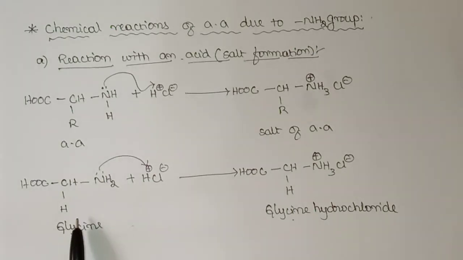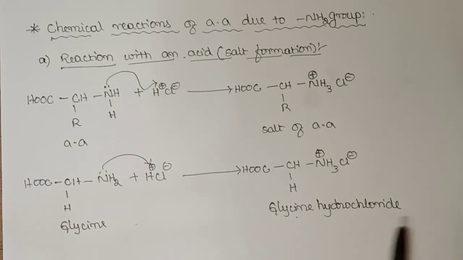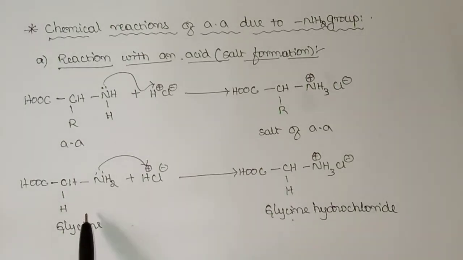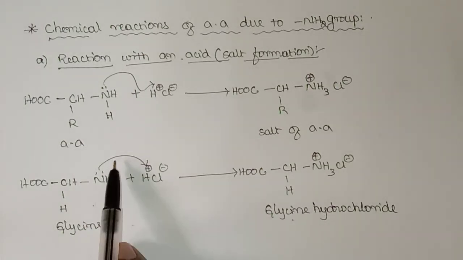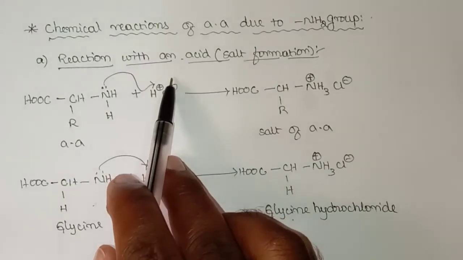If you use another material such as alanine, the resulting material will be alanine hydrochloride. Like this, the material will form, and all these are the salts of the corresponding amino acid which are produced by reacting with this mineral acid.